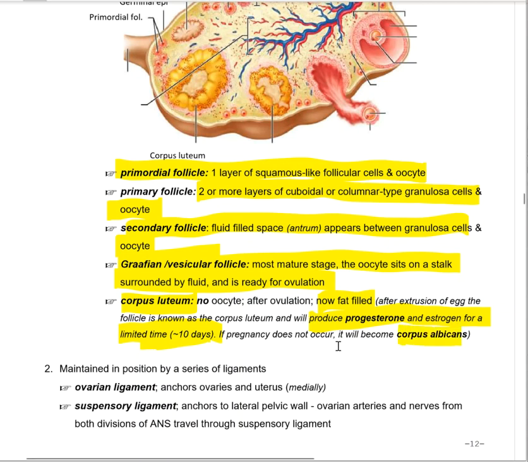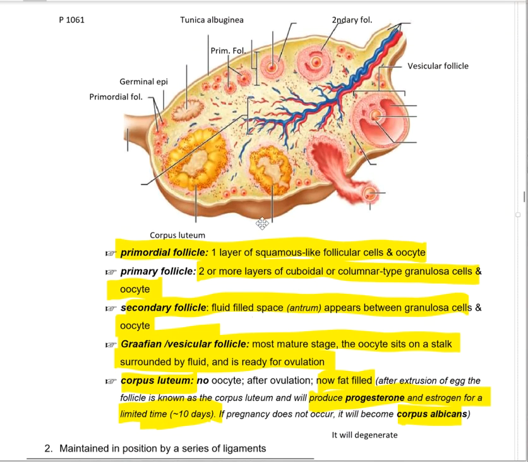So if pregnancy doesn't occur, it will degenerate or kind of go away, and it will become, let's use proper English here, it will degenerate and become the corpus albicans. And that's what this is right here. See how it's getting smaller, and eventually will kind of go away completely. And we'll move that over so it's not competing there.